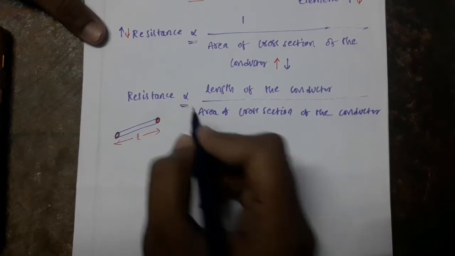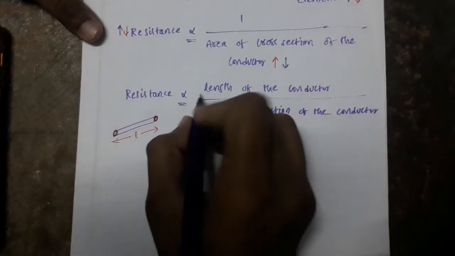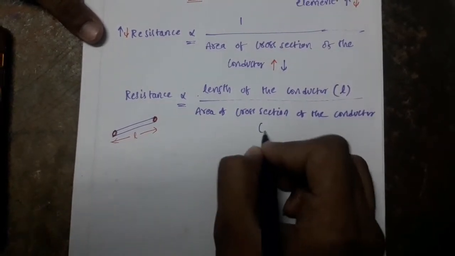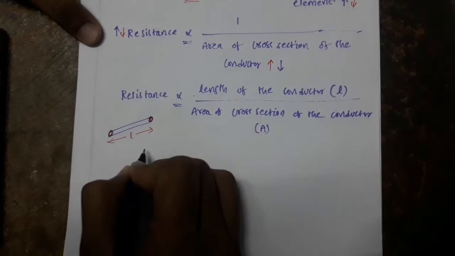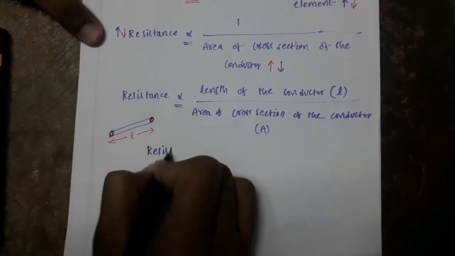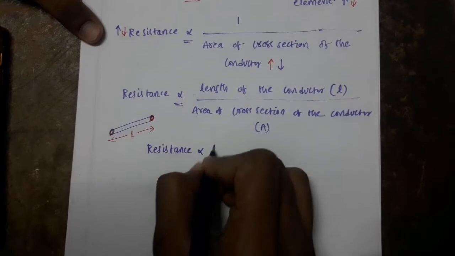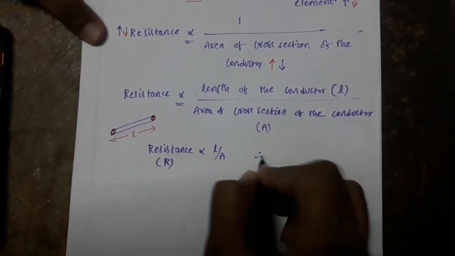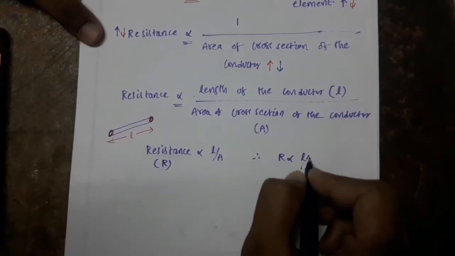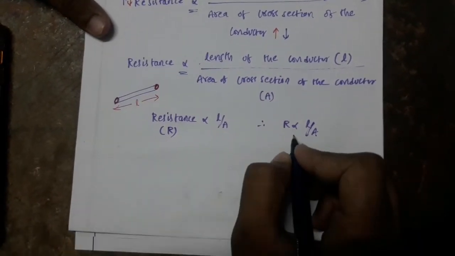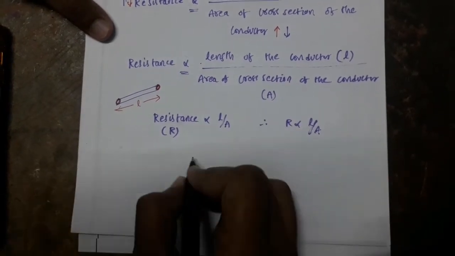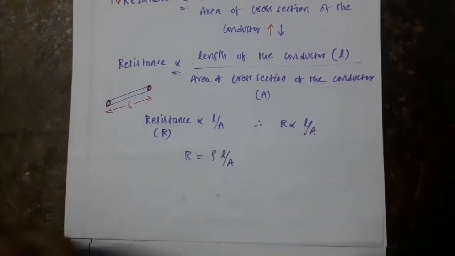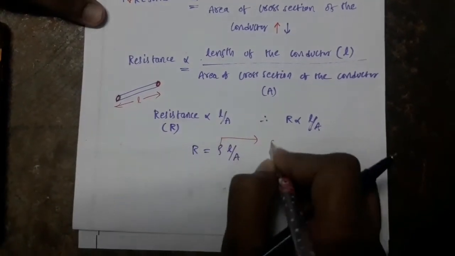If we take proportionality, before that I am assuming the length of the conductor as L and the area of cross section of the conductor as A. So resistance is proportional to L by A. We know resistance is denoted by R. Therefore R is proportional to L by A. By taking the proportionality constant, R equal to rho L by A. Rho is specific resistance.